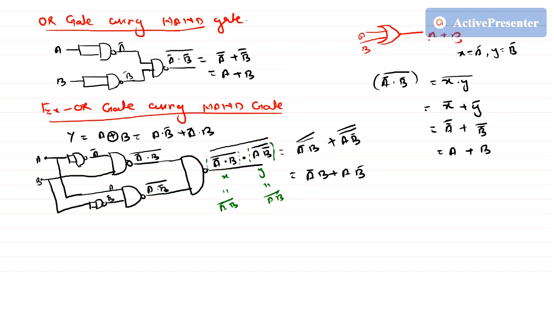So I hope you have understood this. Any doubt on how to implement this XOR gate using NAND gates? In the question, it comes: how many NAND gates are required to implement an XOR gate?